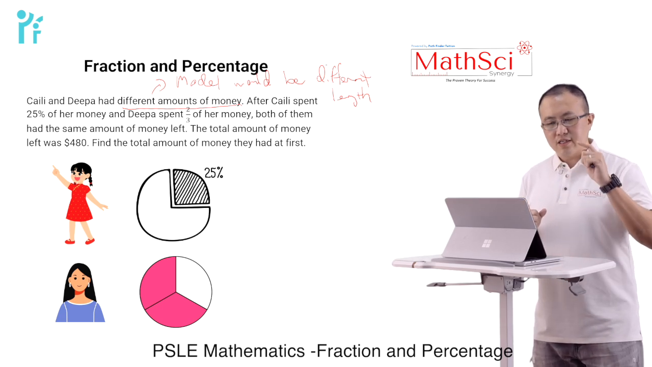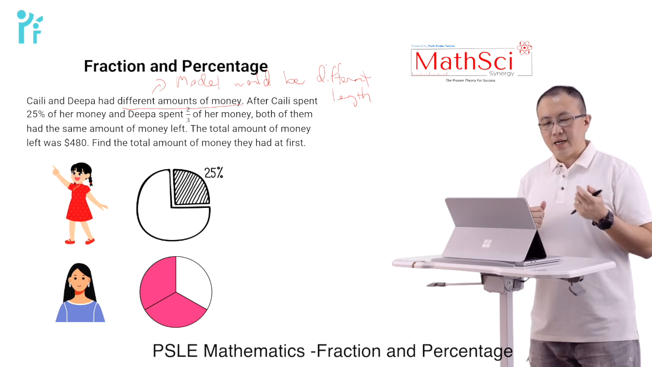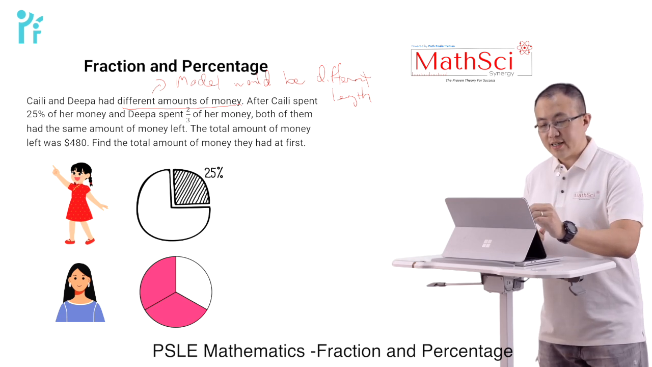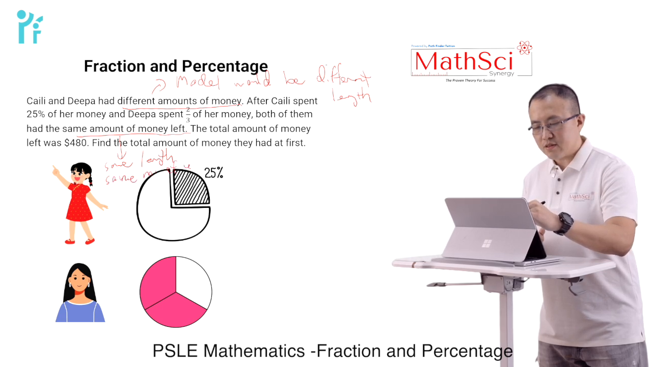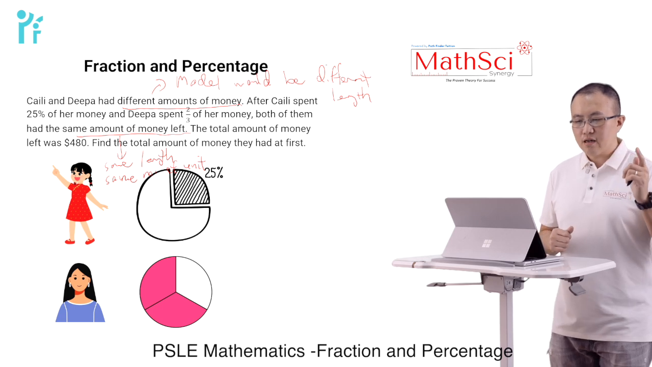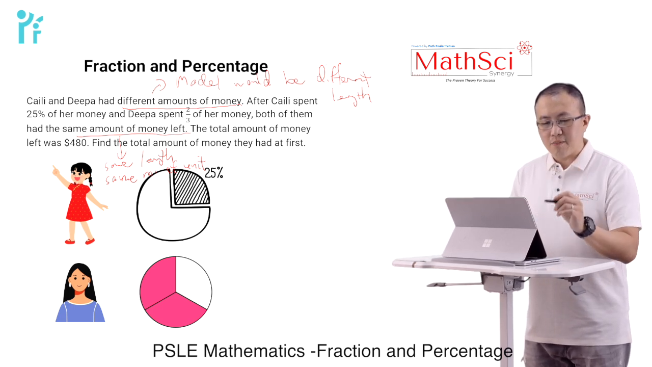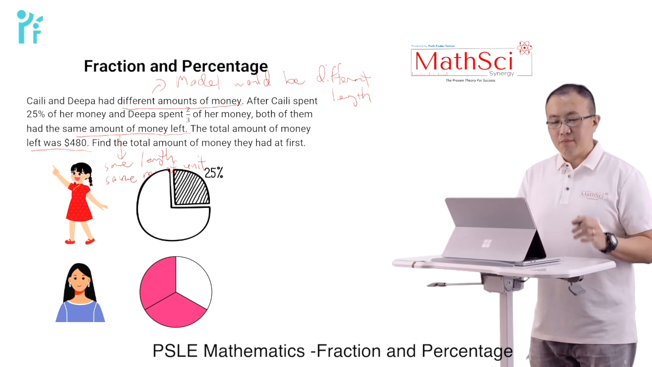After which, Cai Li spent 25%. So later on, we're going to do something to that quantity. Deepa spent 2/3. Then at the end, they have the same amount of money left. In model drawing, it means they are either the same length or the same number of units. Okay, remember that. Same length or same number of units. Finally, they said that the total amount of money left was $480. Total amount of money left.